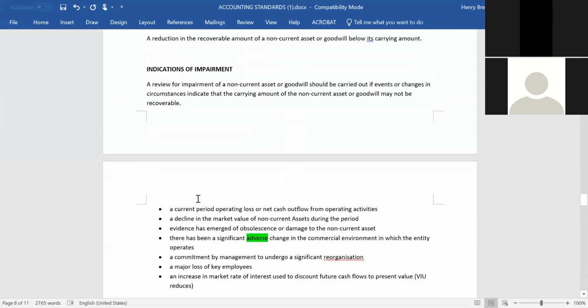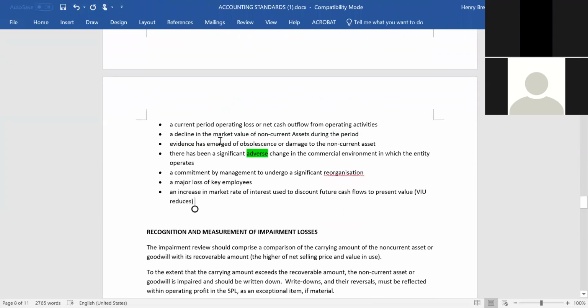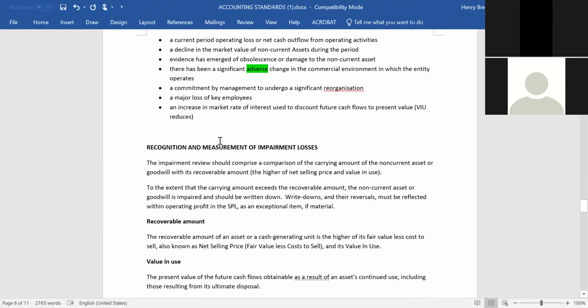So we have given some indicators or criteria that will trigger impairment testing, and students are to know these issues. When asked, at least put them down on the face of the paper, or on your screen if it happens to be a computer-based exam in your era. Recognition and measurement of impairment losses.